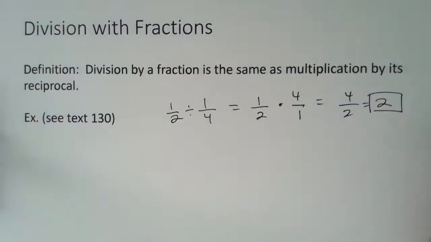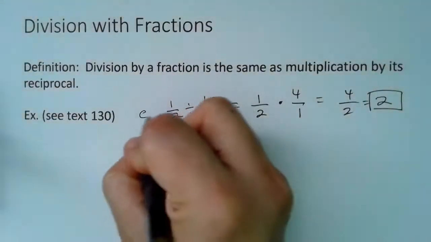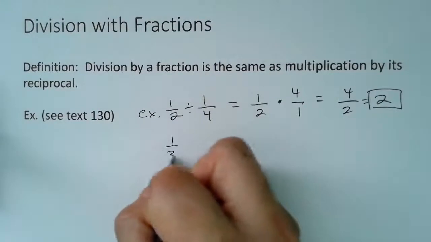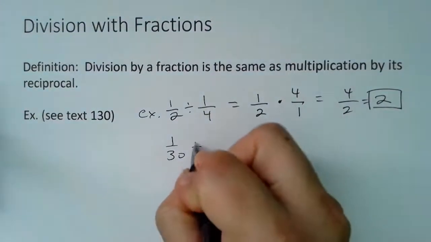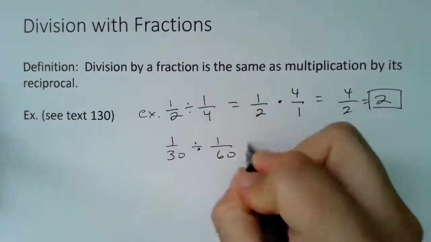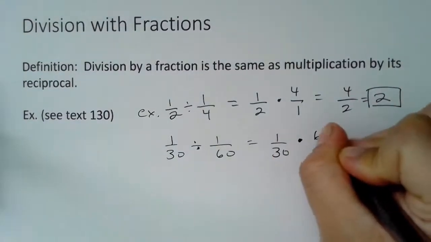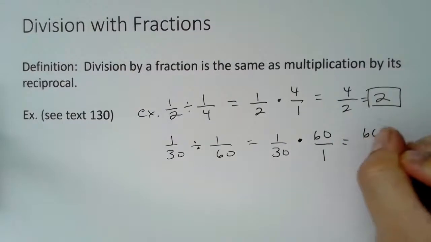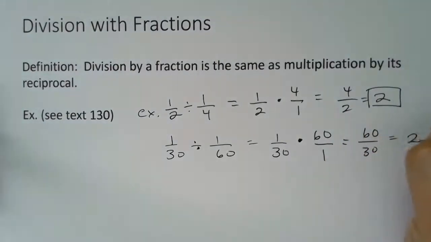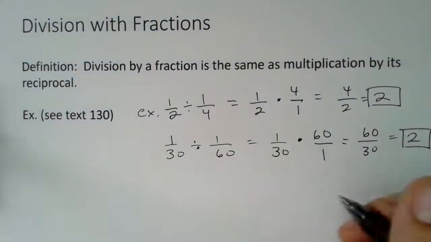Okay. Let's do another one. How about 1/30 divided by 1/60? So keep, change the sign, and then flip, right? So then that becomes 60 over 30, which is just 2. Okay, that's also 2. Interesting.